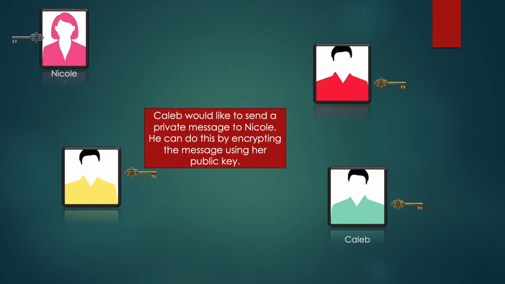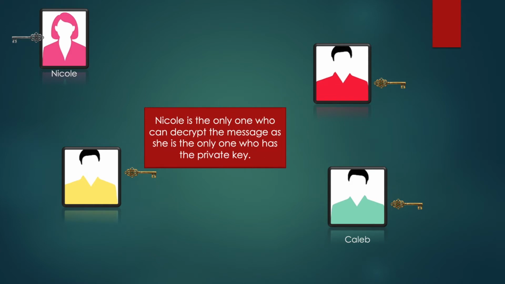Caleb decides that he would like to send a private message to Nicole, and he can do this by encrypting the message using her public key. So the same public key that everybody has is used to encrypt the message. Nicole, however, is the only one who can decrypt the message because she's the only one who has the private key.